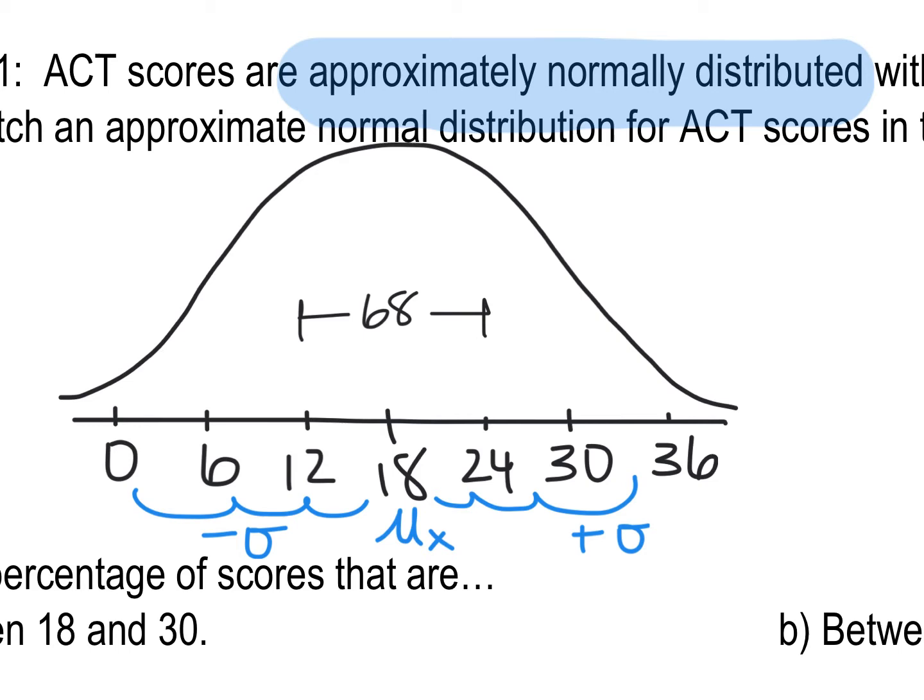And then our 95 is within 2 standard deviations. So that goes out to here, and to here. That means 95% of all the people that took the ACT fall within a score of 6 and 30. That's a pretty broad range.